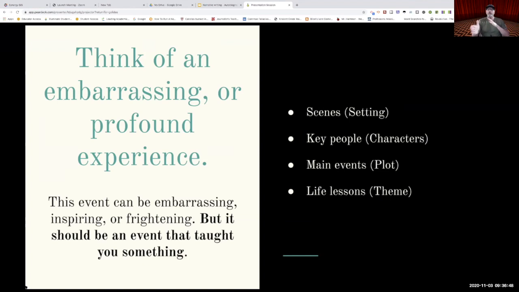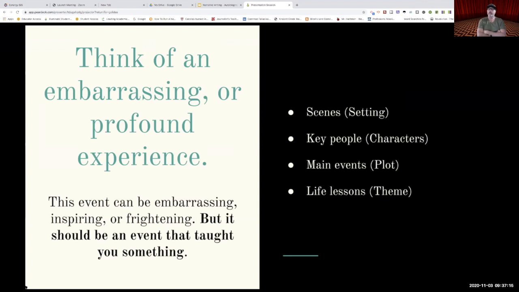So now over here on the right, you'll see we've got scenes, key people, main events, life lessons. So that vocabulary, when we're talking about it in context, now we're talking about setting. So that's sort of the scenes or where everything is taking place. Characters, the main events, that would be the plot of our story. And then the life lessons, that's going to be the theme.